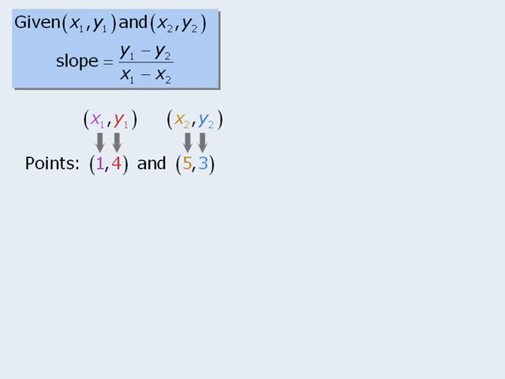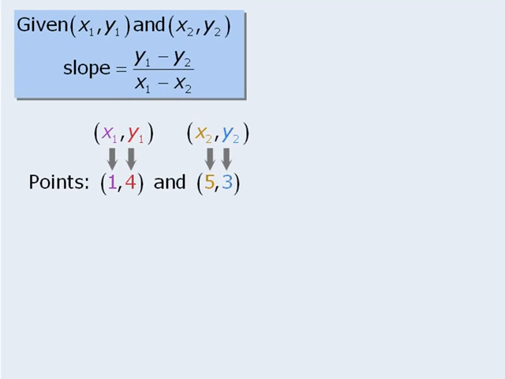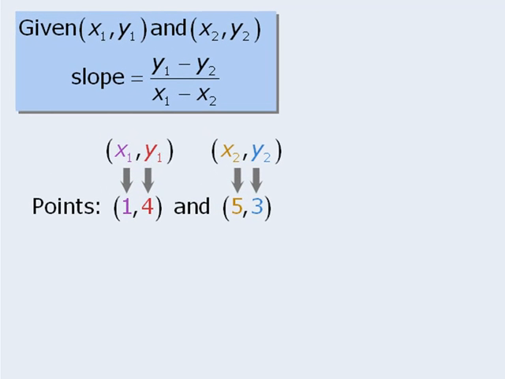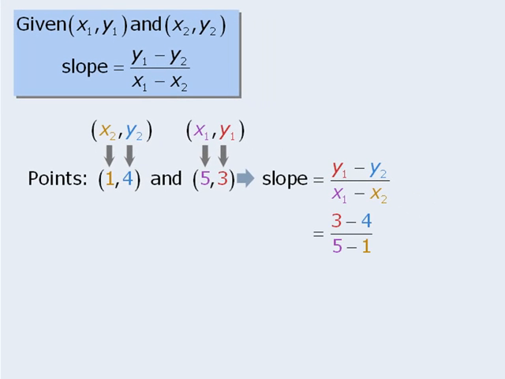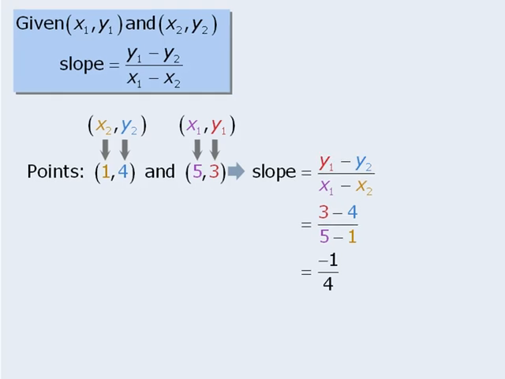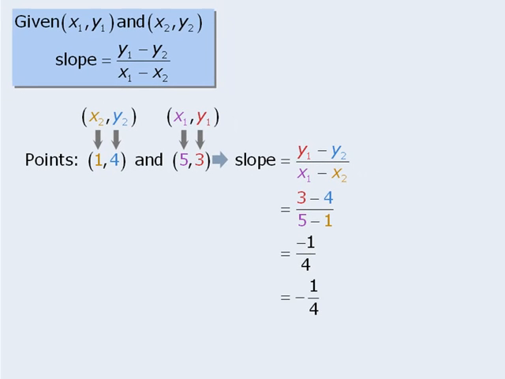Now it's important to note that it doesn't make any difference which point you select as the first point and the second point. For example, we can let the point (1, 4) be assigned to x2 and y2, and then we can let the point (5, 3) be assigned to x1 and y1. When we do this, the slope between the 2 points works out to be -1 over 4, which is still the same as -1/4.